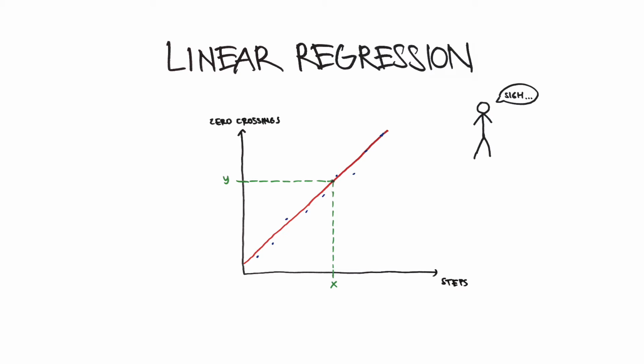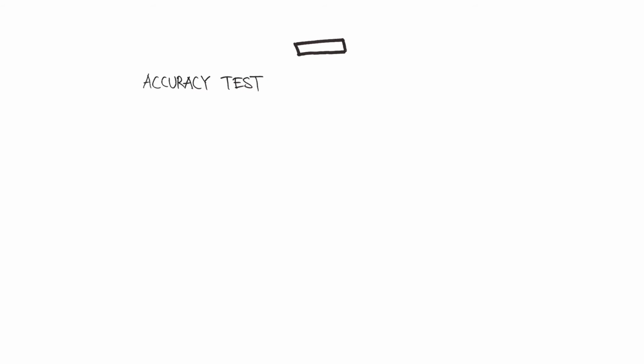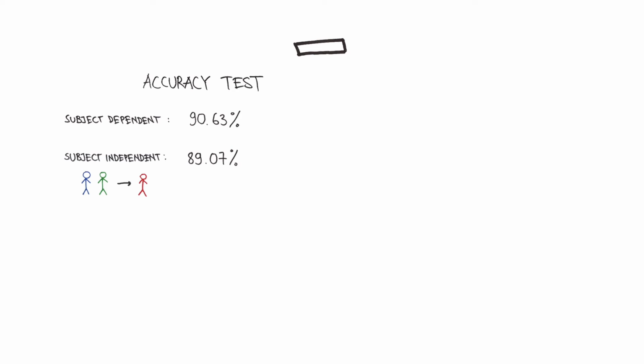There are still some issues that occur. Firstly, during the tests, subject-dependent test shows an average of 90.63% accuracy, while subject-independent test shows an average of 89.07%. What it means by subject-independent test here is to train the system using data from 2 people and use it on a different person. It is quite impressive.